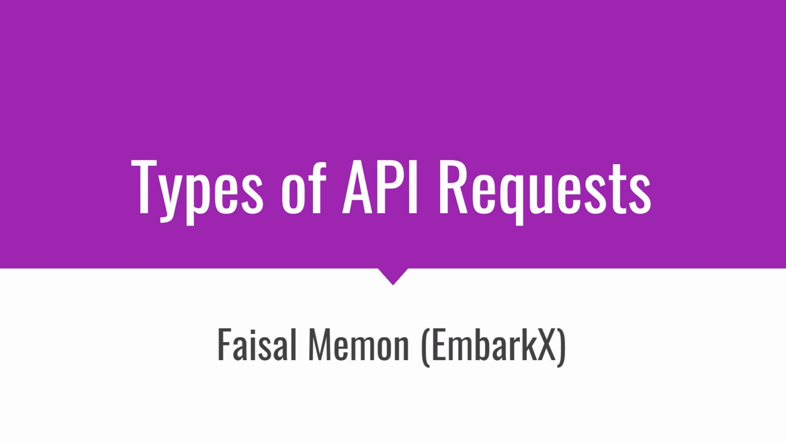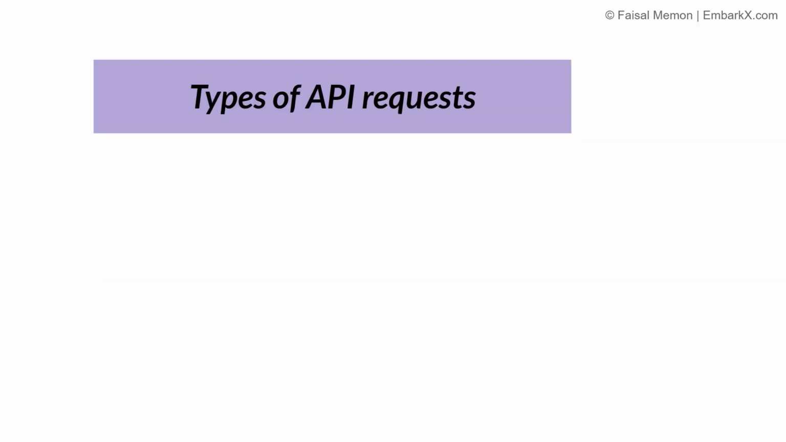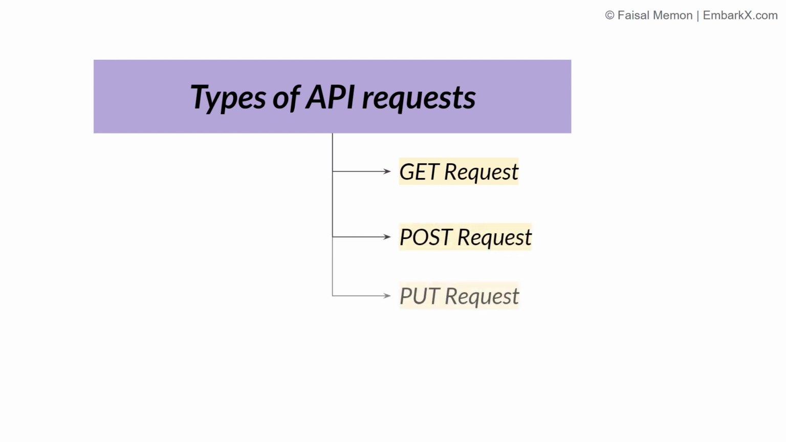When talking about APIs, it's also important that you understand the different types of API requests that exist. So what are the types? The number one type is the GET request. Then we have the POST request, PUT request, and DELETE request. An API request that you make to a server can be categorized into any of these four types. Now let us understand each one of them.